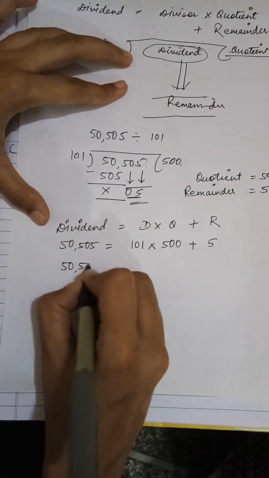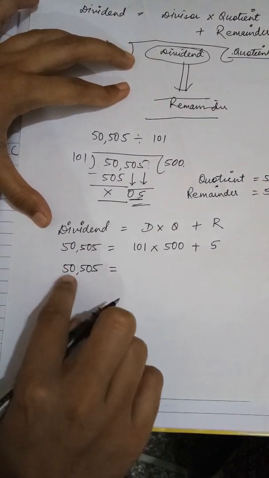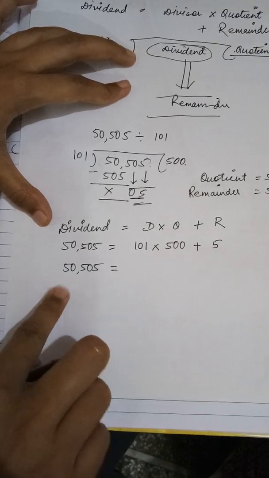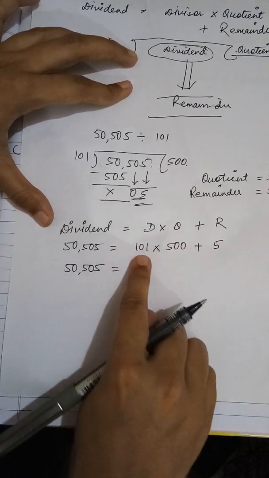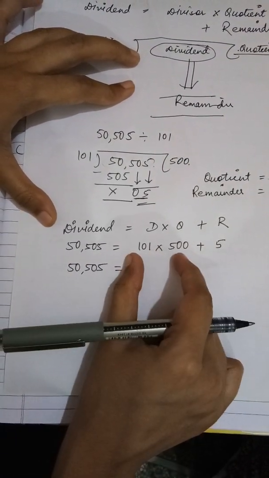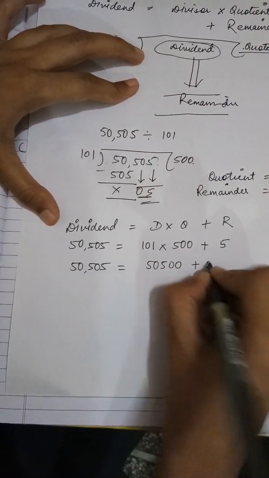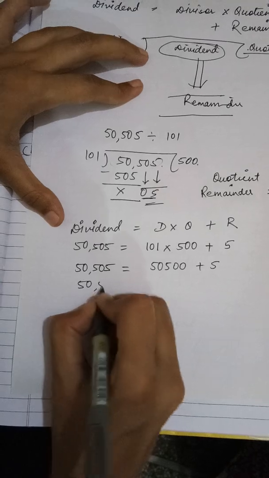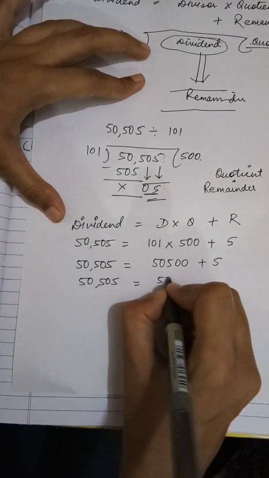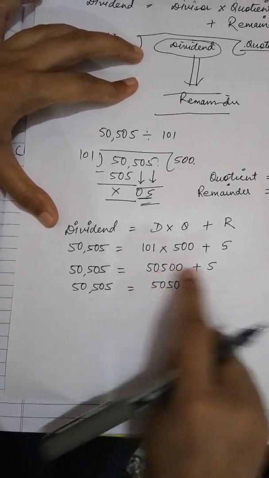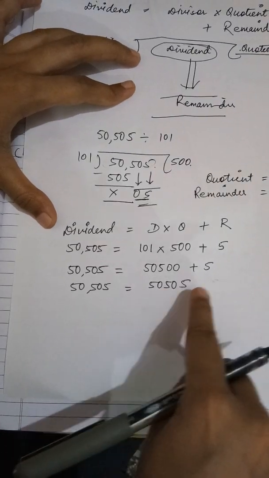This 50505 will remain as it is because this is the only value on the left hand side, so we are going to write it as it is. Now I am going to multiply these two. When I multiply, I will be getting 50500 plus 5, then 50505 equals 50505. When I add these two, I will be getting 50505.